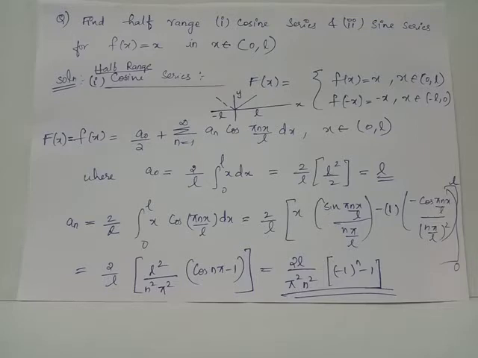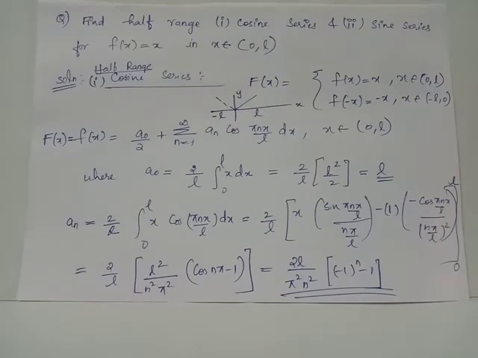a new function capital F of x which is obtained by extending small f of x to the range minus L to 0. For this case, we will have to extend the function in the range minus L to 0 as an even function since we focus on having only cosine terms and not sine terms in the Fourier series expansion. Therefore, in the range minus L to 0, we will extend the function f of x equals x such that it satisfies the property of even function.